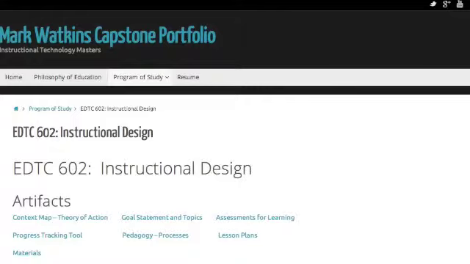So the artifacts that are included in this page again make up the body of that plan, from the very first ideas and context mapping and theories of action, right from the goals and all the way through lesson planning and creating the materials that were used.